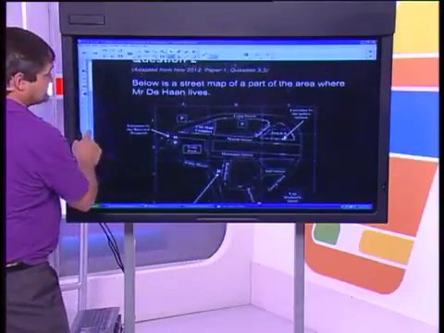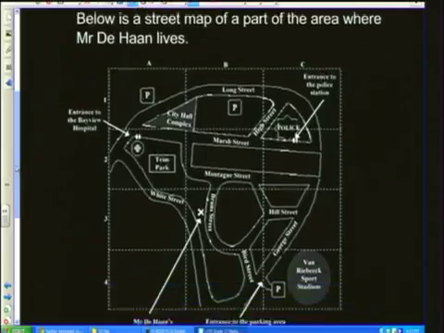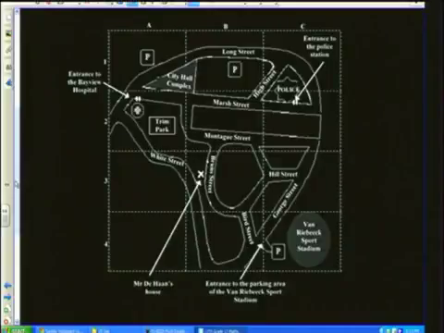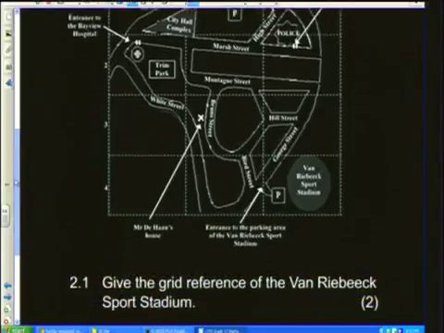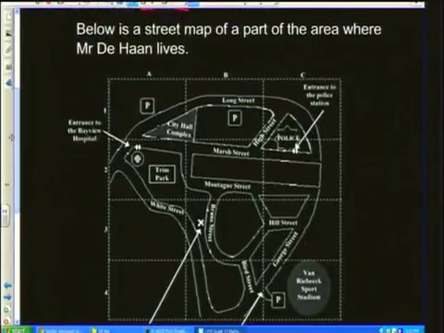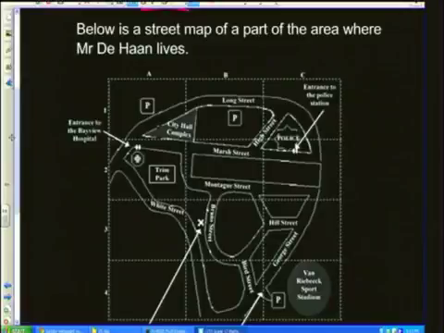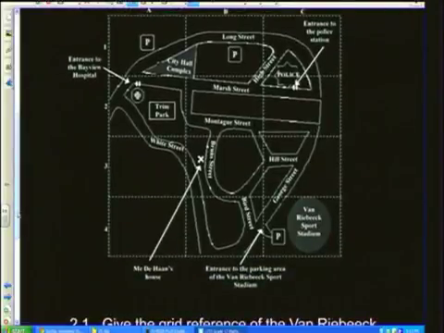Here's a nice question. Again, it's adapted from the November 2012 paper. So here we have a kind of weird and wonderful looking map. All right, not sure what it's about, so let's read the question. The question says, below is a street map of part of the area where Mr. Dahan lives. I think Dahan means chicken, doesn't it? So it should be Mr. Chicken lives or something. But anyway, here's Mr. Dahan, and Mr. Dahan lives in this area. Okay, we're not sure exactly where he lives. Now we are, because here it says Mr. Dahan's house, and there's a little cross right there.